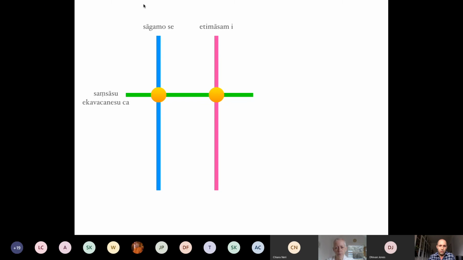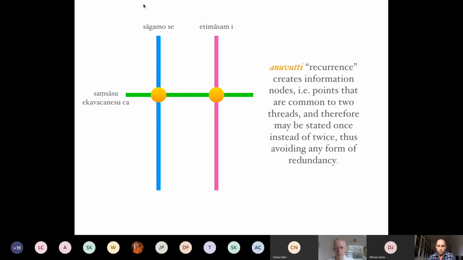So you see that here there are intersections or nodes, because Anubhuti or recurrence is used to create information nodes. Nodes, that means these intersections. These are points that are common to two threads and therefore may be stated once instead of twice, thus avoiding any form of redundancy. That means we are avoiding repeating the same words because there's already an intersection, and that saves time or energy, as you wish. It saves words. We can say more with less. And that's the whole point of Anubhuti, that is recurrence.